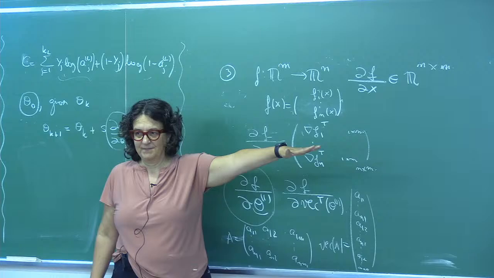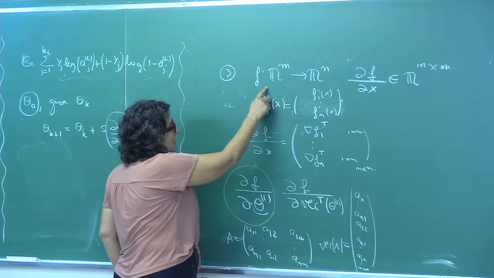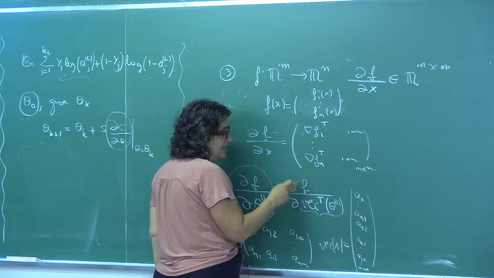Okay, let's try to see. Because if we want to use this one, we need here to have a vector. And then if f is in R^n, the derivative is going to be a matrix that is n times the dimension of this. We will see more about this, don't worry.